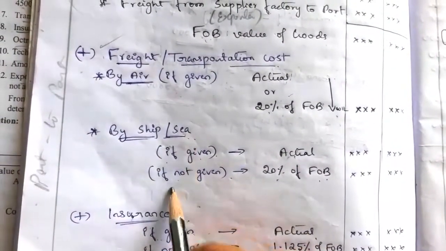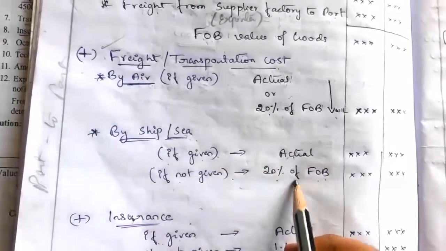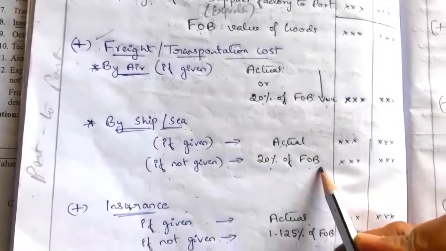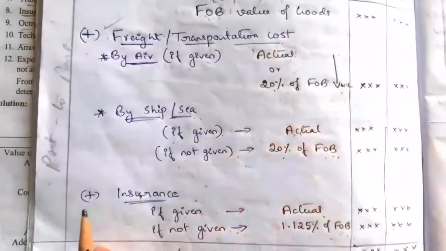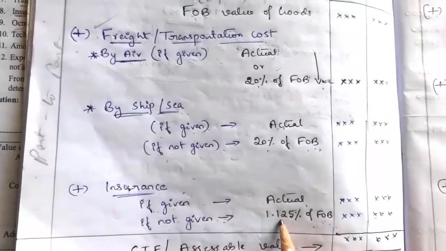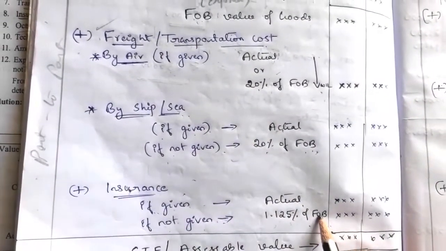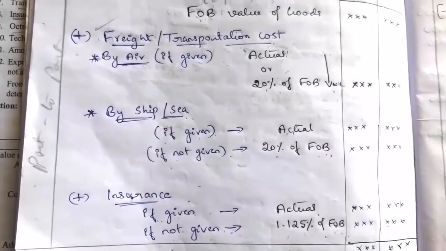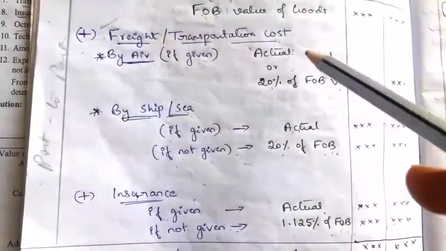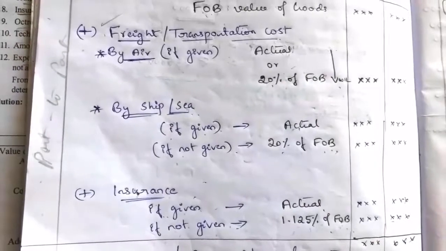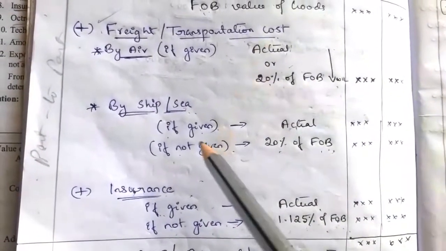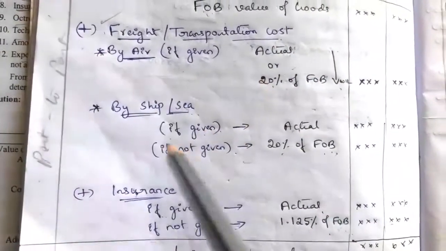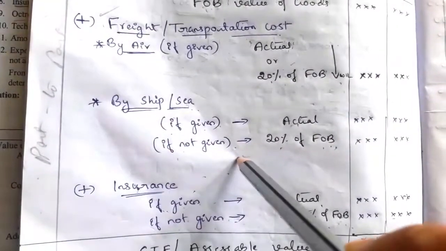We have to take, if not given the details, 20% of FOB in the case of freight, and insurance, if not given, then we have to take 1.125% of FOB. If they clearly mention that the transportation is by air, then we have to apply this. If they don't give any information, then we can assume the transportation is by ship, and they have not given any details about the amount.